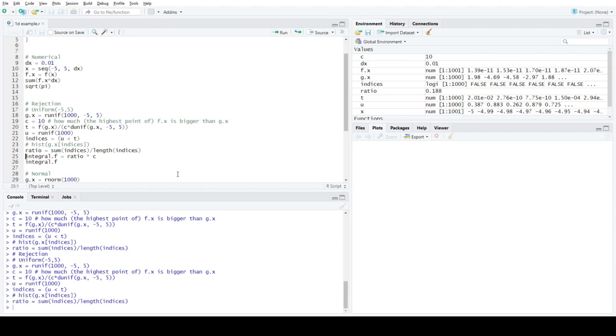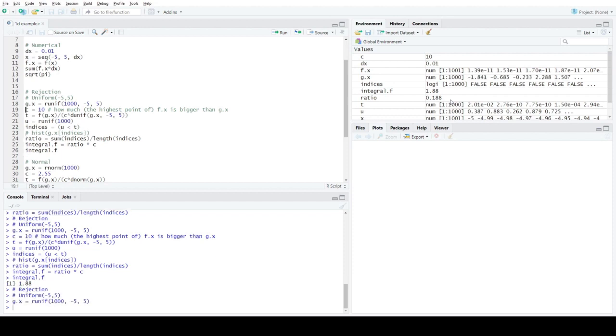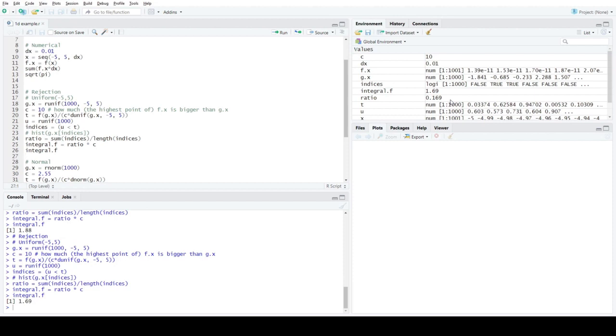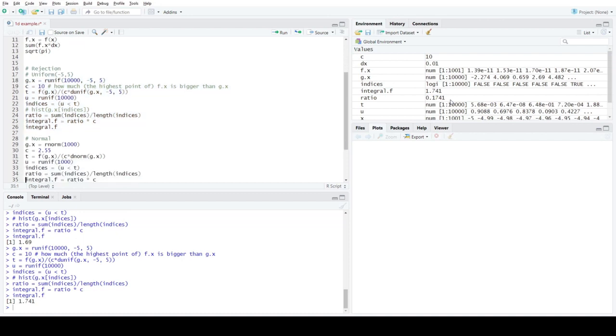So this will give us the ratio of the amount of points that we accepted to the total amount of points that we draw. And we can see that this ratio is about 0.188, so not very big. And then the value of the integral is simply the ratio times the constant, and we see we got 1.88, which is not amazing, but it's also pretty close to the 1.77 we saw before. And we can do this again, and this time we get maybe a better approximation. And of course, the more points we use, the better the approximation.